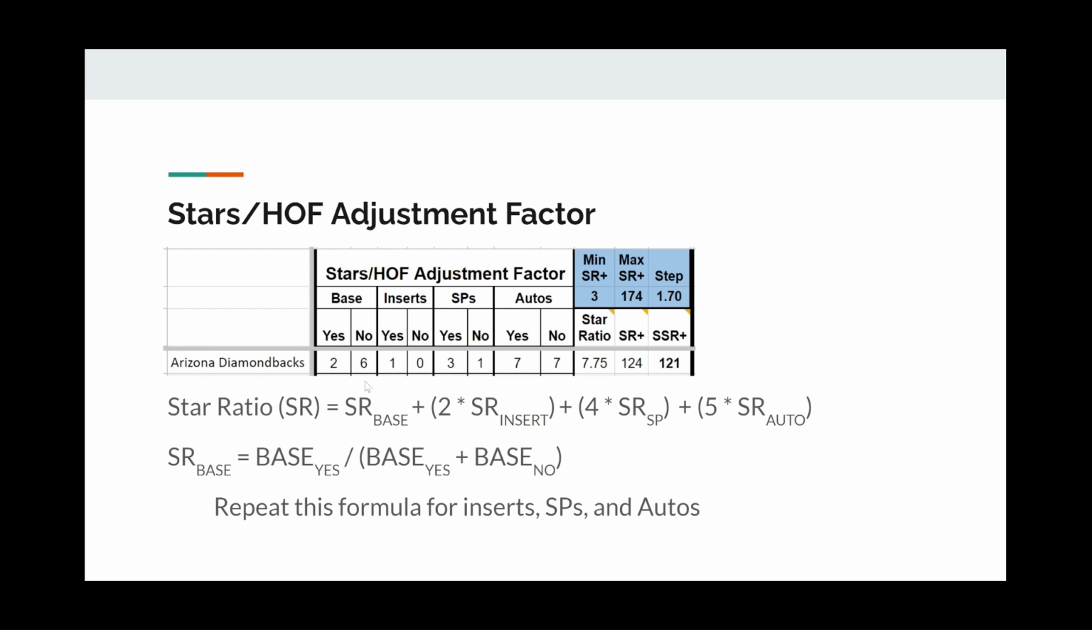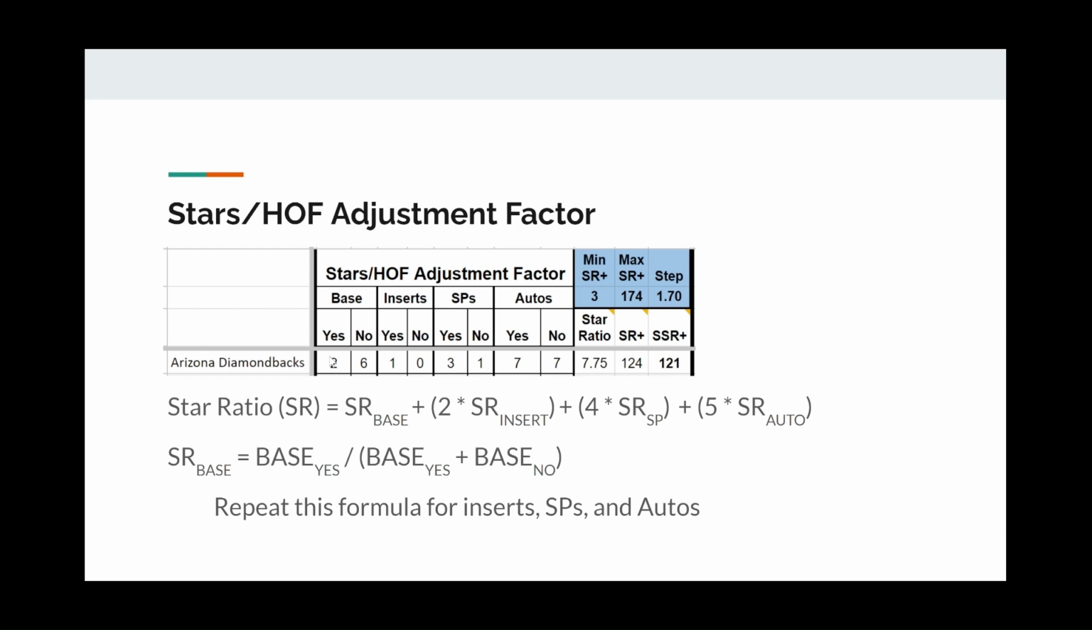So to get the star ratio, it's the same sort of formula where you have this base value plus 2 times the insert value plus 4 times the short print value plus 5 times the auto value. The difference is how you calculate these ones. Instead of giving a value to each one, you want a ratio of the number of stars or Hall of Fame players to the overall data set.